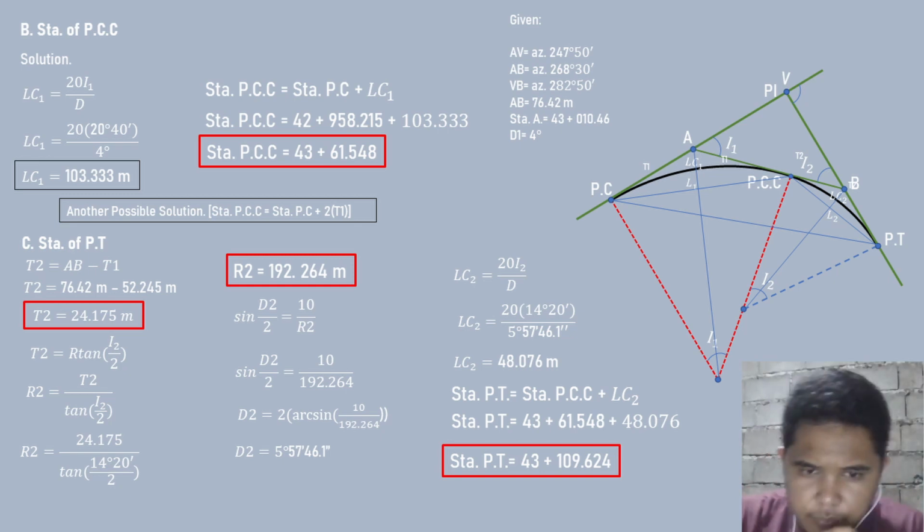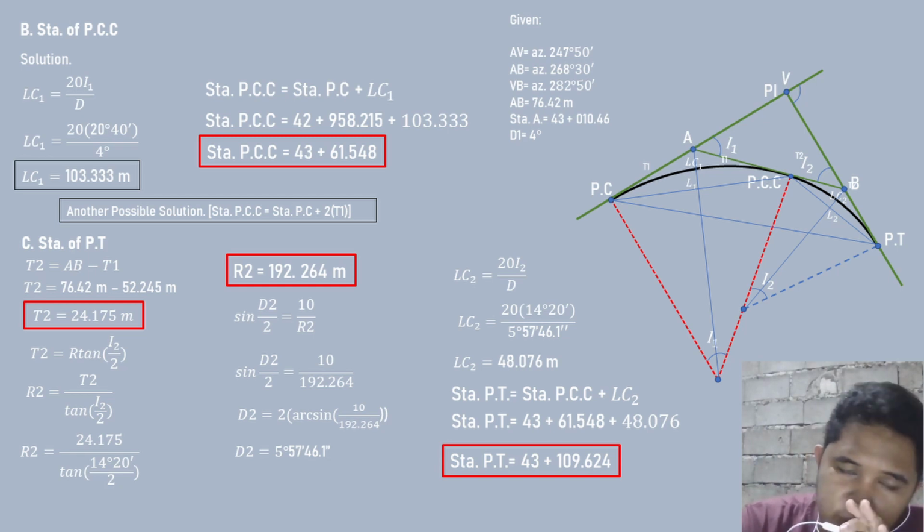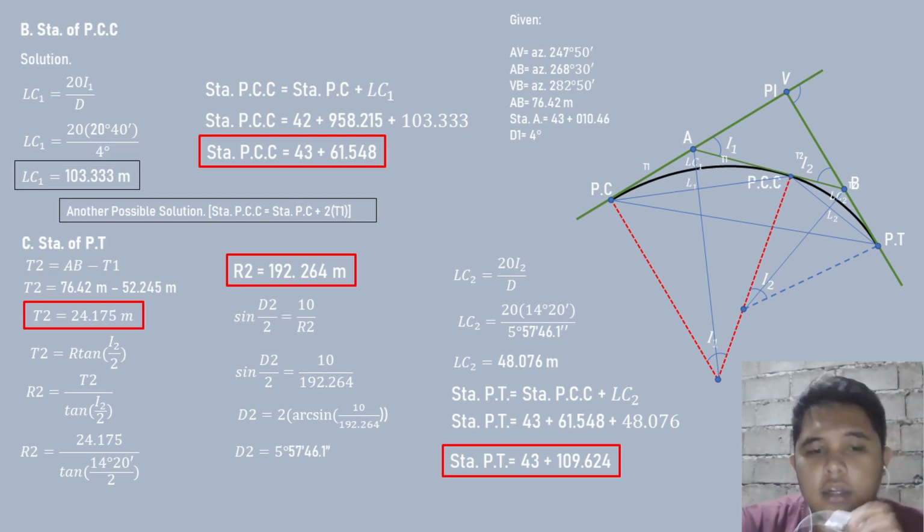So, we can now get the radius. We will use the same formula from part A, which is T2 is equal to R tangent of I over 2, but this time we will use the deflection angle of the second curve. Then we manipulate the formula to get R2, then substitute. Our R2, therefore, is equal to 192.264 meters.